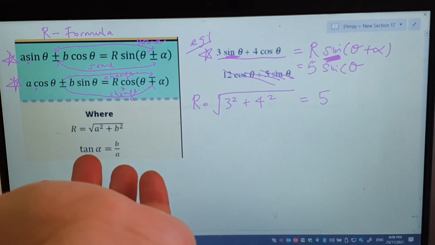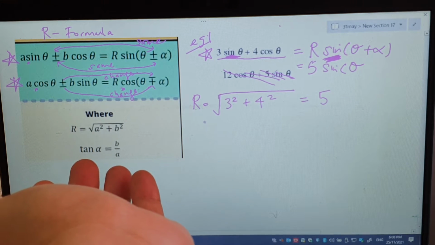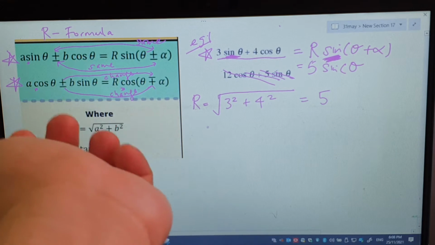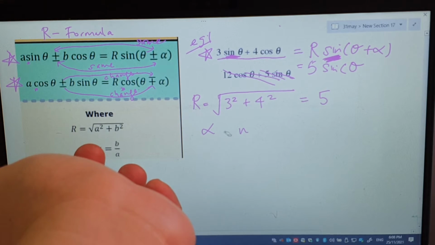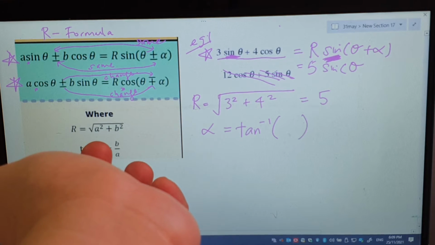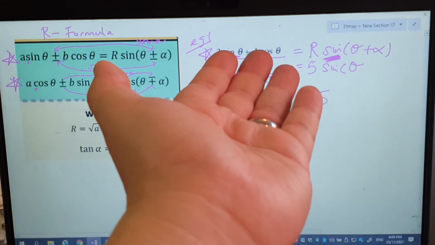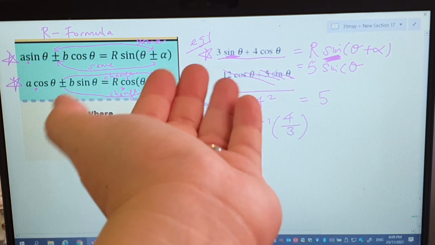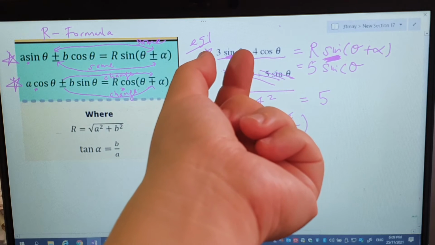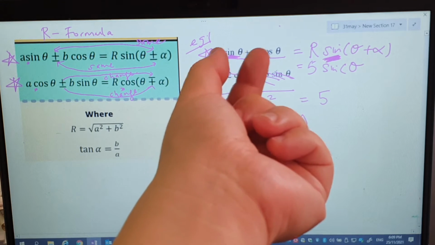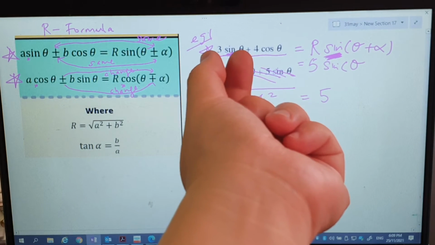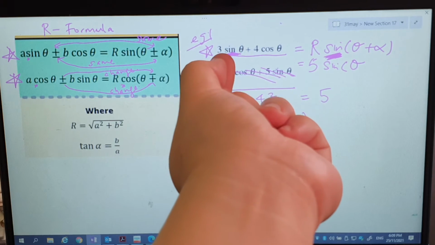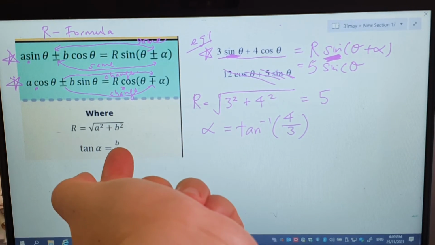Now alpha is very easy. Because tangent alpha is B over A. What is B? B is the second number. That means it's 4 over 3. That's why it's so important that you write in the correct order. If I want sine, your sine must be written first. If I want cosine, your cosine must be written first. Because we are going to take the second one divided by the first one. That means 4 over 3. That's B over A, okay?